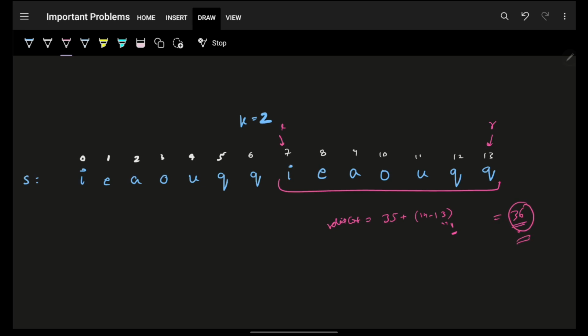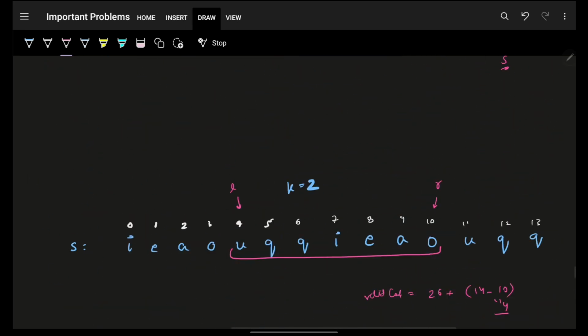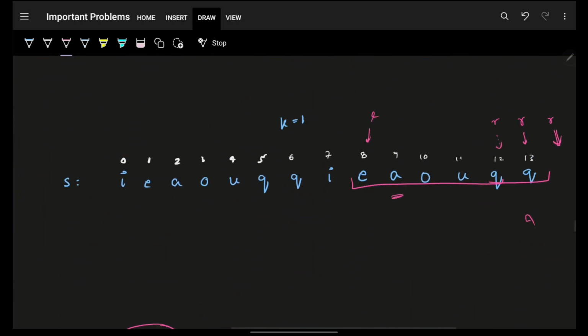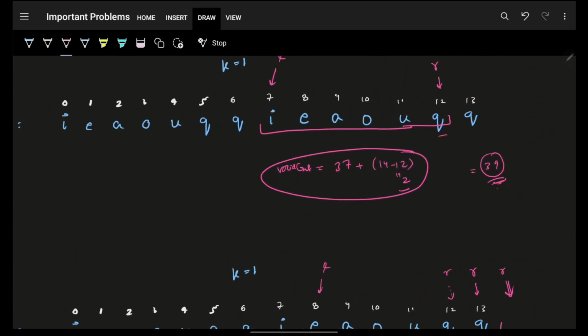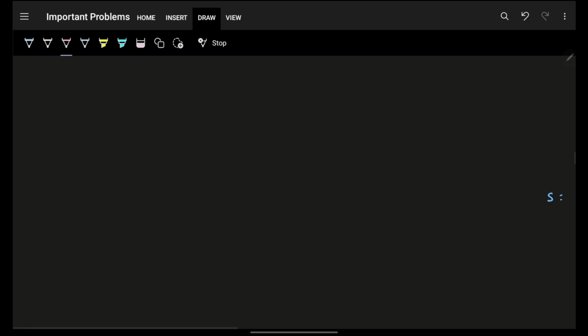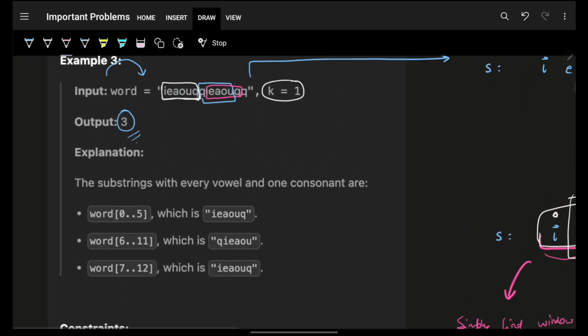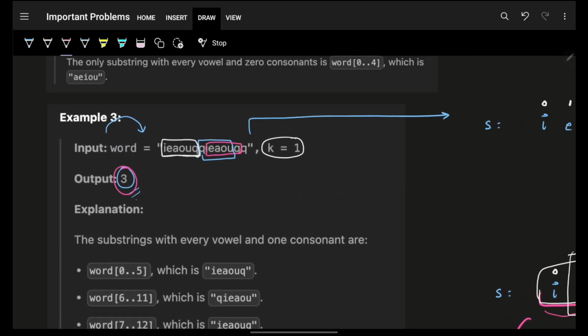So 36 for at least K plus 1, and 39, if you remember, for at least K. That is the reason 39 minus 36, answer is 3, and that is what my answer was. If I go back, my answer was nothing but a 3 itself. Cool. So let's see the code.